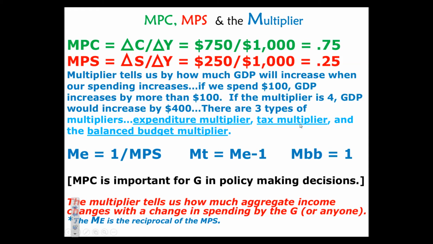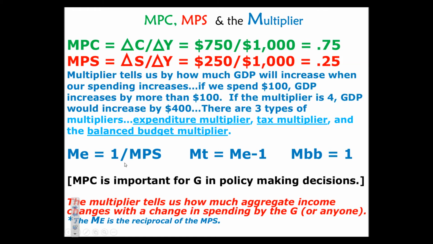But there's also a tax multiplier. So this will tell us by how much the GDP will increase if taxes are cut, or by how much GDP will decrease if taxes are raised. So that's our tax multiplier. And then we have this thing called the balanced budget multiplier. And we'll explain that one as we go. But here are your formulas for these things. The expenditure multiplier, that's ME, is equal to 1 divided by your MPS, your marginal propensity to save. So the percentage of your additional income that you save is what we actually need to determine the multiplier.